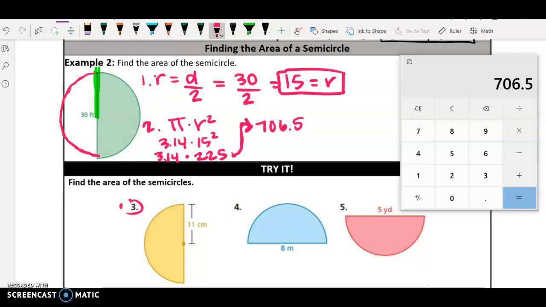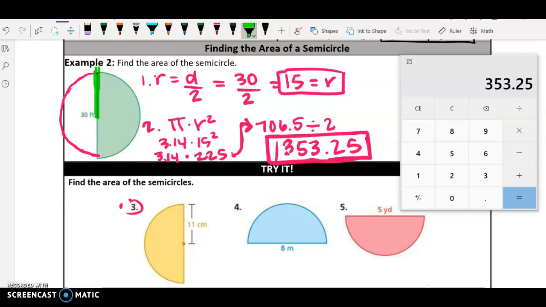But I only have half, so I need to cut this in half. So I'm going to divide it by 2. So divide by 2, and I get 353.25. And this is my answer. I don't have to do anything else.